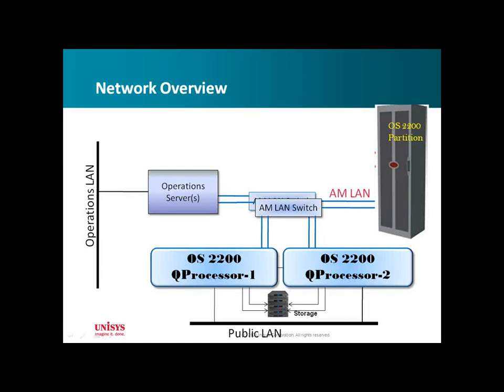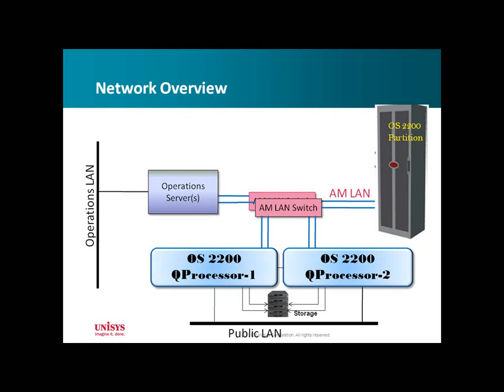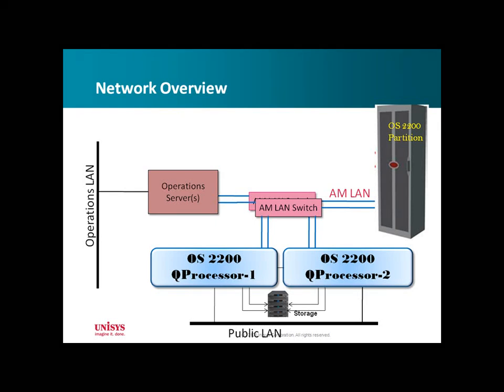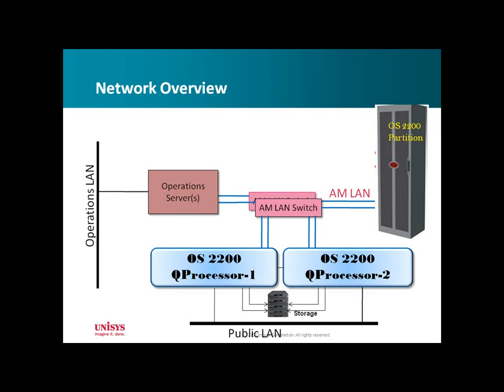The Unisys field engineer should have installed the AM/LAN switch with the Dorado partition and the operation server. The QProcessors are configured through the administration console. But before doing that, let's review the checklist.